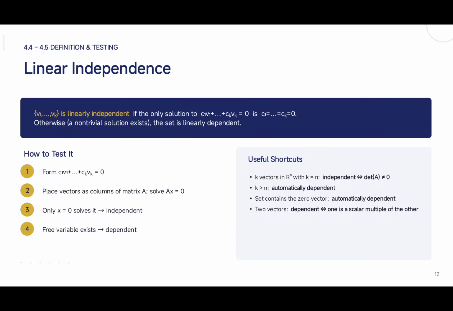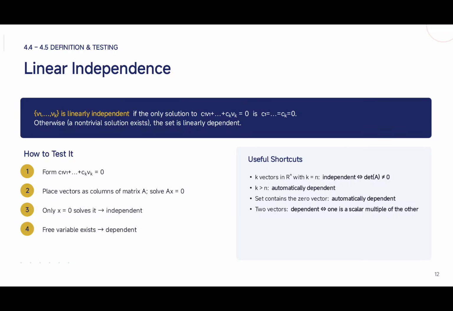Here's the second big idea. A set of vectors is linearly independent if the only way to combine them and get the zero vector is the trivial way, every coefficient equal to 0. If there's any other combination that also gives 0, the set is linearly dependent. To test this, set up the equation, arrange the vectors as columns of a matrix, and solve. If 0 is the only solution, independent. If there's a free variable, it is dependent.